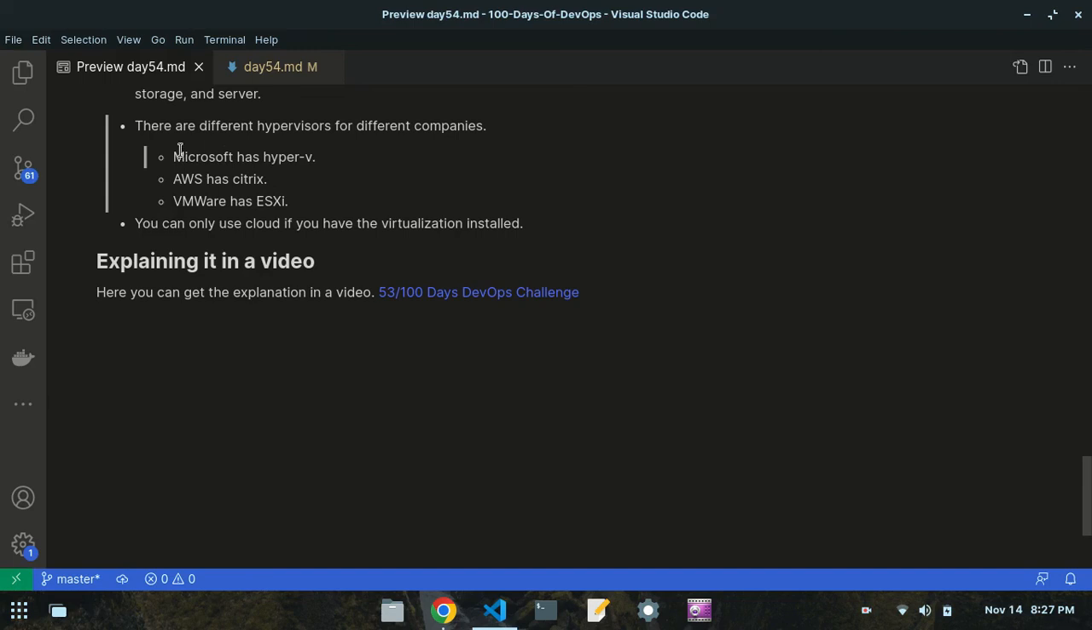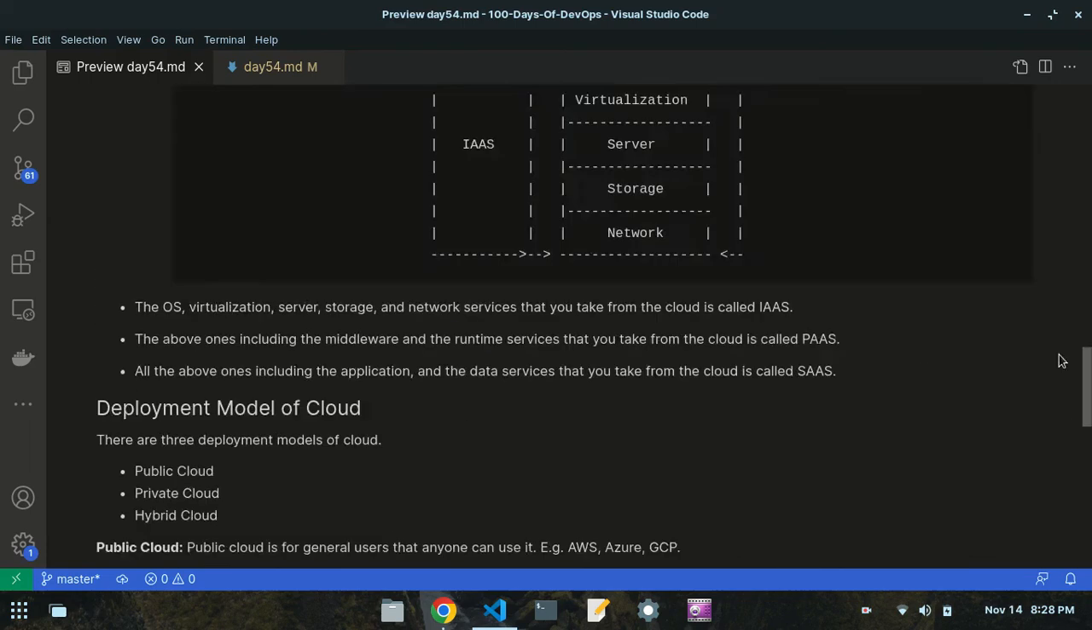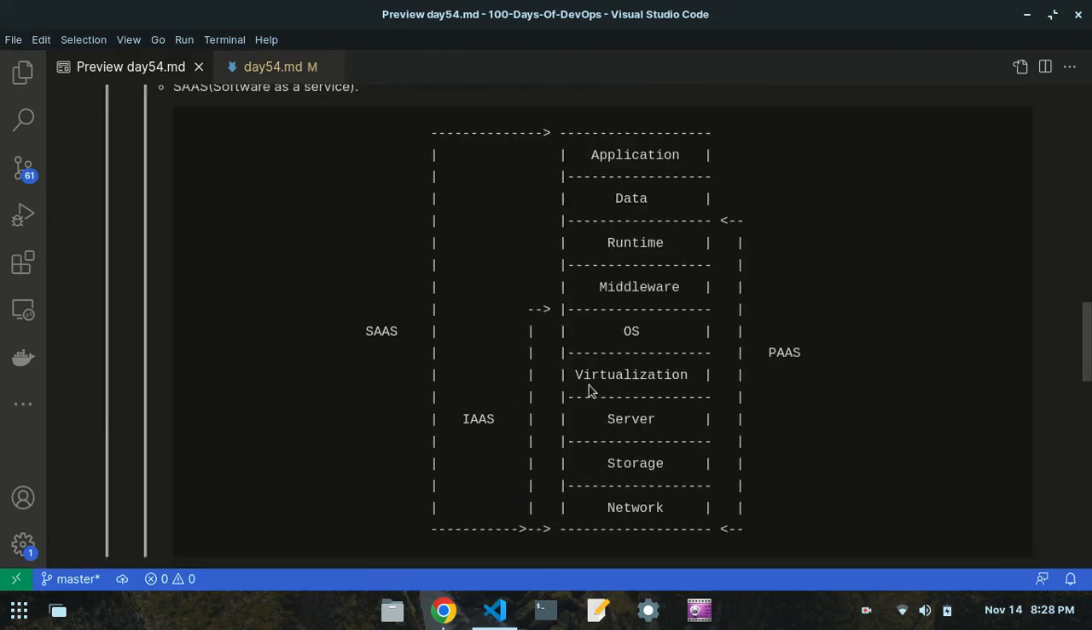After that, there are different hypervisors for different companies. For Microsoft, there is the Hyper-V hypervisor, for AWS, there is the Citrix hypervisor, and for VMware, there is the ESXi hypervisor. Alright, so different companies use different hypervisors. You can only use cloud if you have virtualization installed. This is the thing that you need to keep in mind. If you want to run and use the cloud platform, you have to install virtualization.